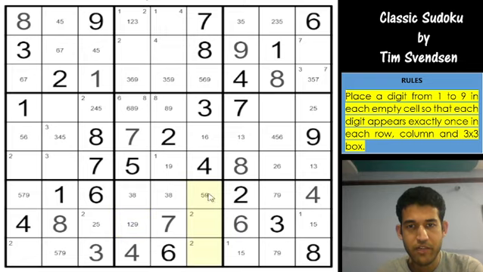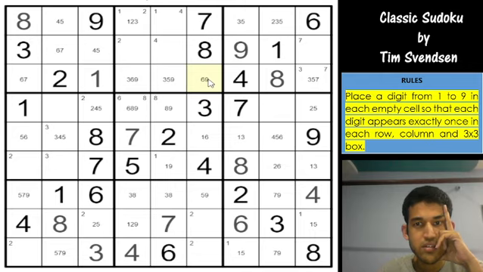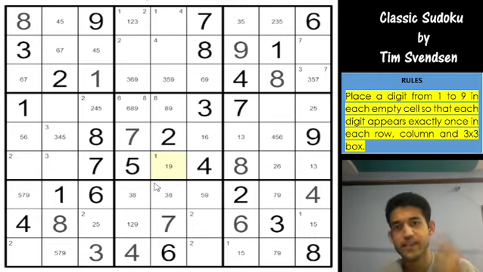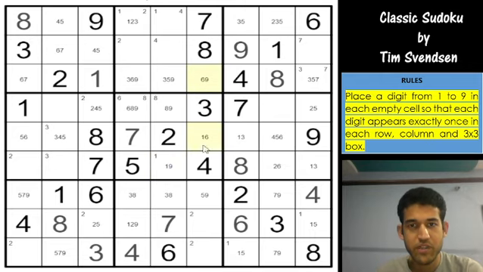Okay, 5 is in one of these cells, right? Because if you look at box 8, 5 has to go in one of these cells, and that removes my 5 from here. So that's 6 and 9. Oh, that is good. That is really good. Superb. So look at these cells, guys.